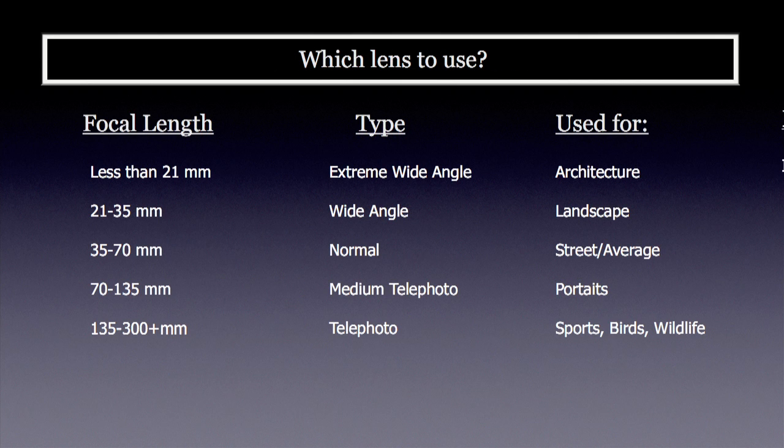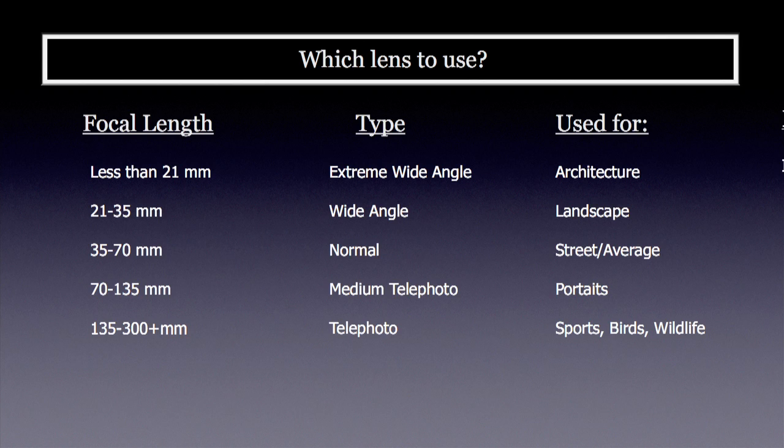So let's talk about some of the different types of lenses. Now there are things like the extreme wide angle that has a focal length of less than 21 millimeters, and that's used for shooting buildings and architecture, that kind of thing. If you want to go with a basic wide angle, that's got a focal length of 21 to 35 millimeters. That's great for landscapes. Now the 35 to 70 millimeter, that may be the lens that came with your camera when you purchased it. That's just a normal, everyday, average kind of lens, great for shooting regular stuff, street views, things like that.